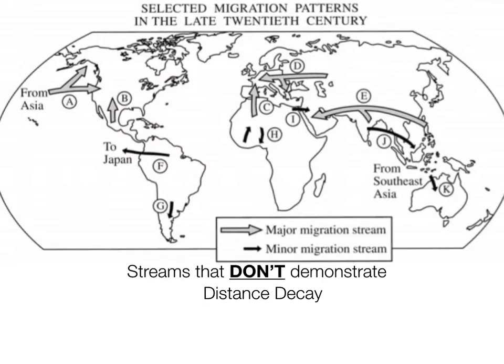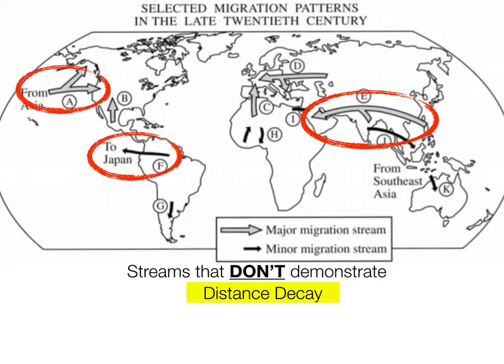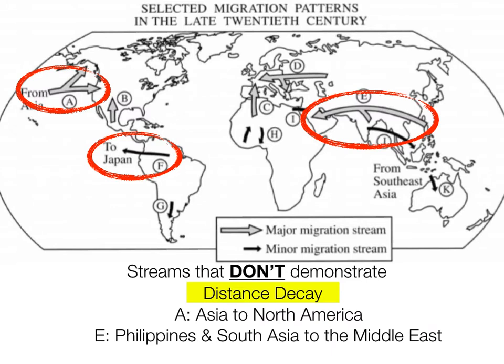So the streams that don't demonstrate distance decay would be stream E, stream F, and stream A. Stream A represents Asia to North America. Stream E represents the Philippines and South Asia to the Middle East, and that's usually people going for short-term guest laborer programs to Gulf states like Saudi Arabia and Qatar and Dubai, or United Arab Emirates. And finally, Stream F represents South America to Japan. Again, those are three streams that really should not be used when discussing distance decay.